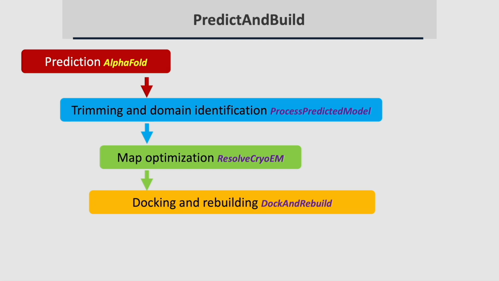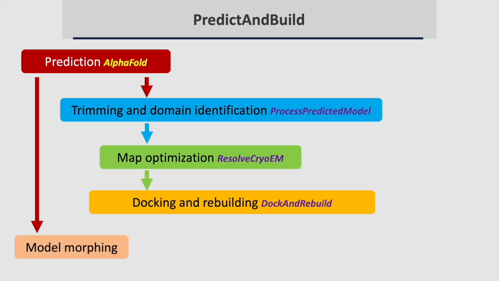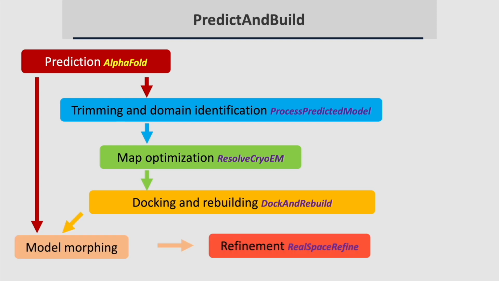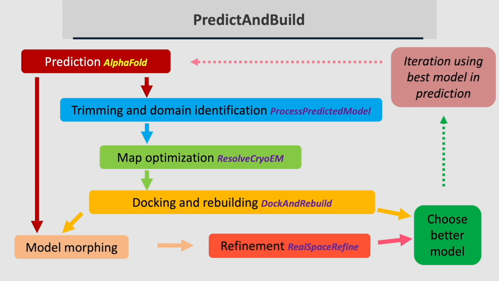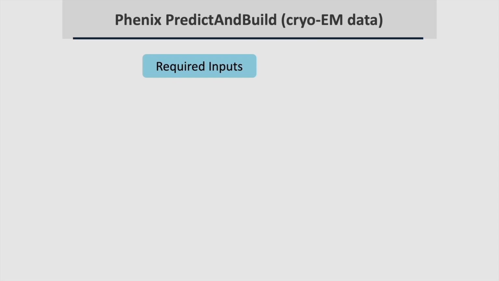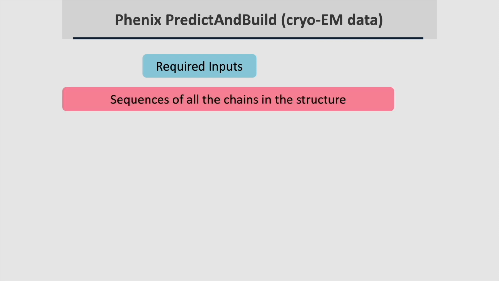To try and get a more complete model, the full-length predicted chains are superposed and morphed to match the rebuilt model and are refined. The model with the best map correlation is chosen. The entire procedure is then iterated using the best model from one cycle as a template in AlphaFold prediction in the next.